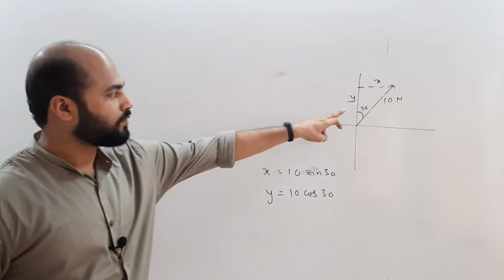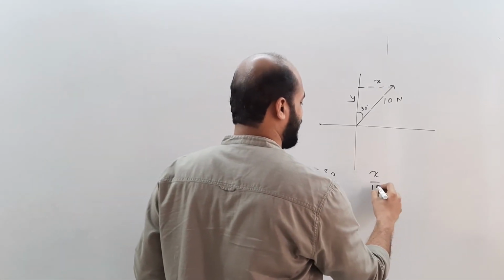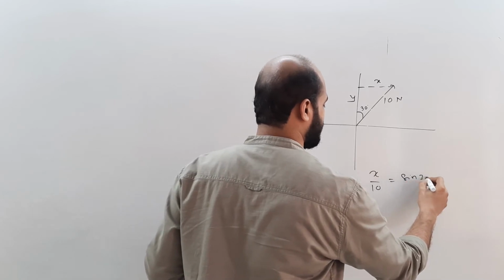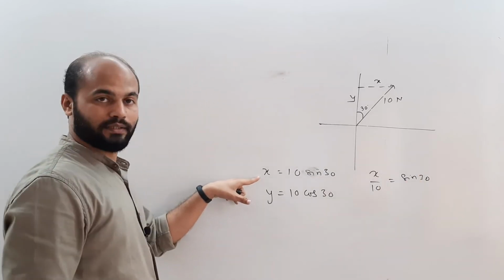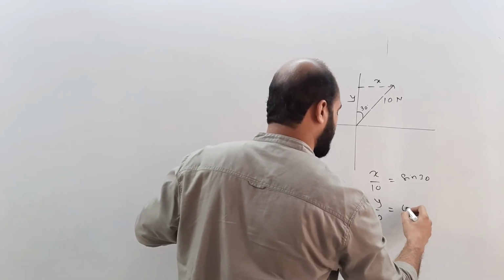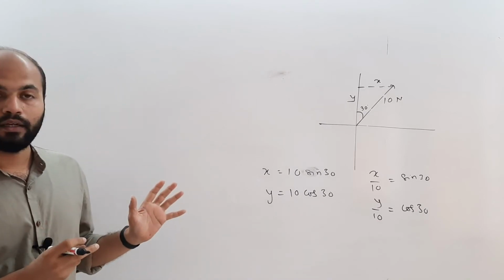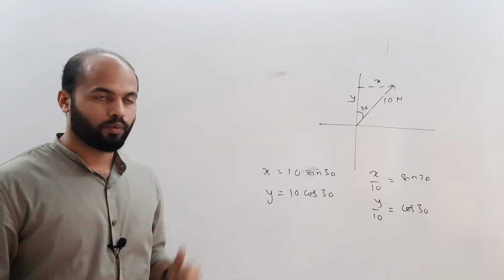So you can see that from this triangle, x by 10 is going to be sine 30. That is how I get this. And y by 10 is going to be cos 30. So given a particular triangle, we have to find the ratio and then resolve.